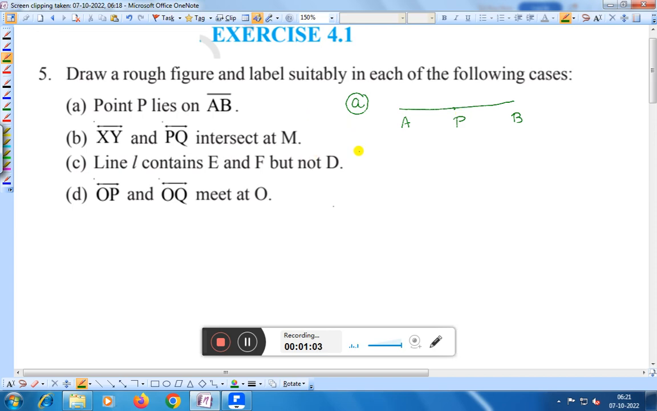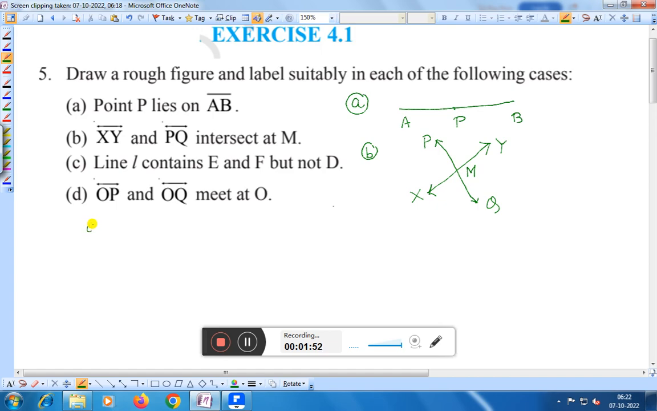Question number B. Question number B is XY line and PQ line intersect at M. Therefore, we will take one line, that is XY, but if you take a line, you have to give an arrow on both sides. This is XY and this is PQ. There is another line. This is XY line, X, Y, and this is PQ. They intersect at M. Here you see this is the point of intersection. Therefore, this is point M.